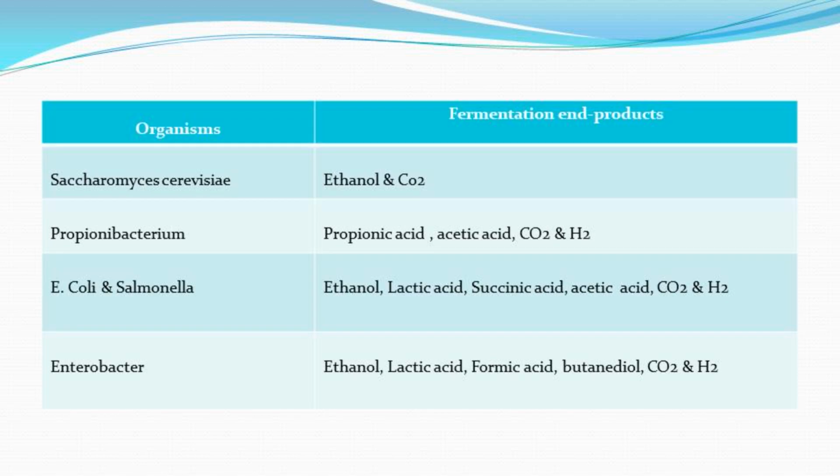This slide shows the fermentation end products of the organisms. Saccharomyces cerevisiae, which is the yeast, produces ethanol and carbon dioxide. Propionibacterium produces propionic acid, acetic acid, carbon dioxide, and H2. E. coli and Salmonella produce ethanol, lactic acid, succinic acid, acetic acid, CO2, and H2. Enterobacter produces ethanol, lactic acid, formic acid, butanediol, CO2, and H2.